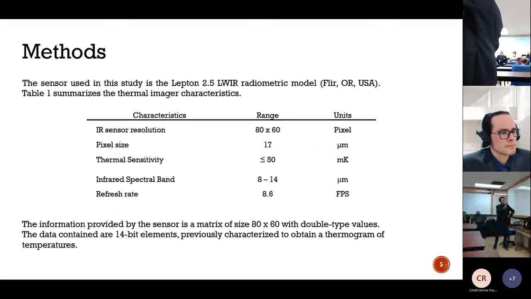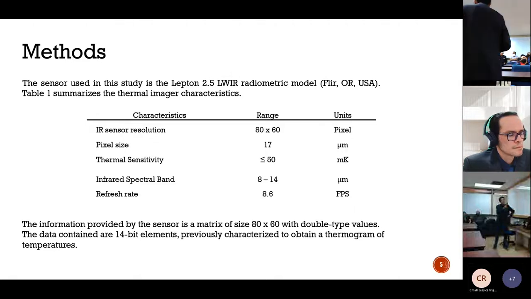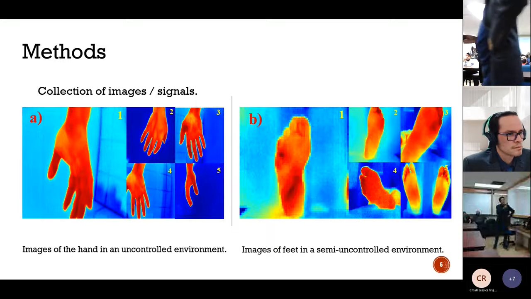So let me introduce the basics of our method. We use a Delta 2.5 long wave infrared sensor, whose technical characteristics are shown here. Of course, we are aware that this sensor is not for industrial purposes, but at least it performs the task well. It's important to recall that this sensor has an output of 14-bit data elements, which we previously characterized to obtain a temperature matrix, so we could perform post-processing as a signal.